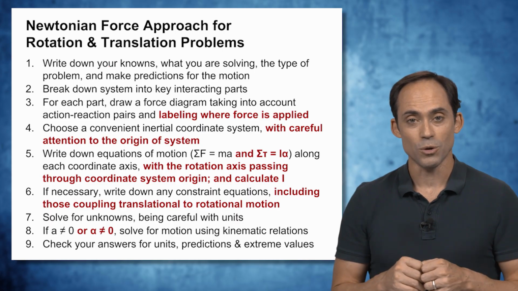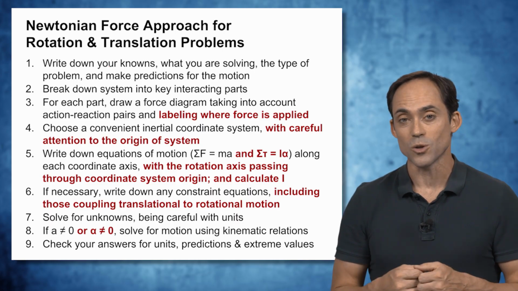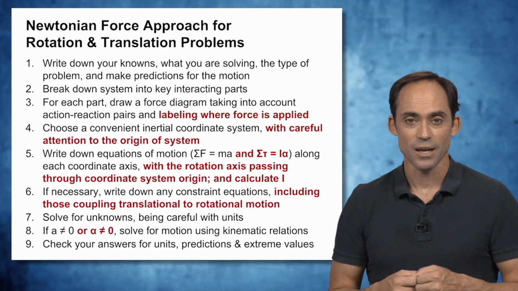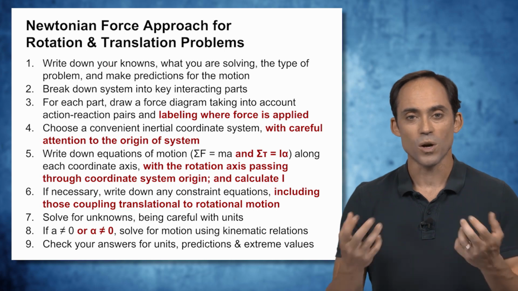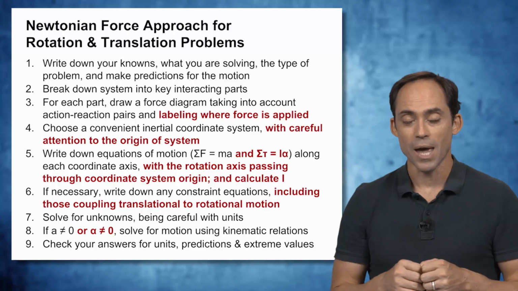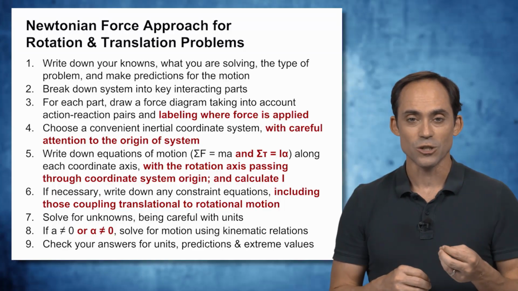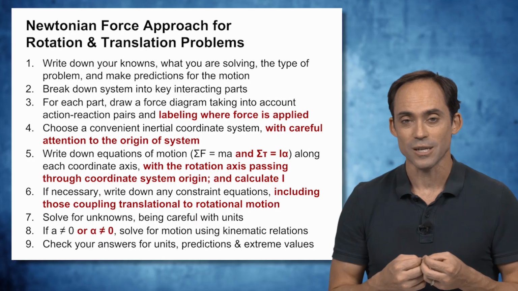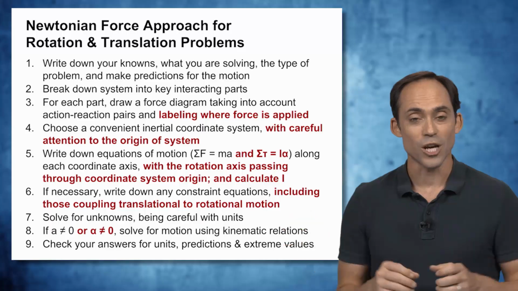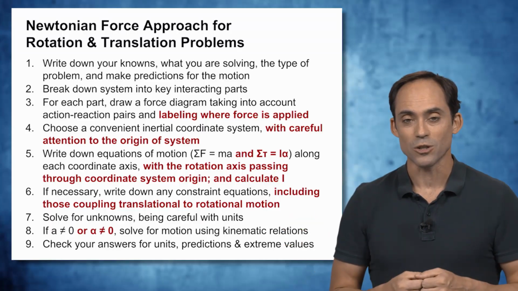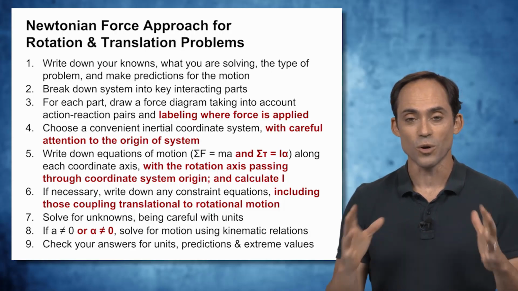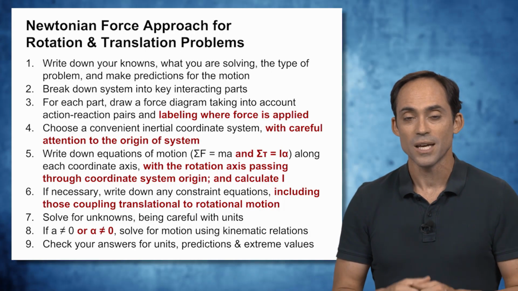If necessary, we have to compute any constraint equations, which often is going to relate the rotational motion to the translational motion. We'll see some examples of that in the next video. And of course, once we get down to all of our equations, we can solve for our unknowns, we may end up with a net angular acceleration and or a net translational acceleration. And at that point, we can just apply our kinematic quantities. And as always, make sure you check your answers for units and check against the predictions you made ahead of time. We'll see some more examples of how you apply this Newtonian framework for rotation and translation problems in another video.